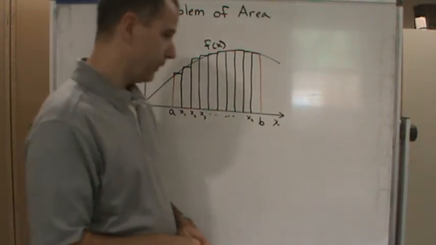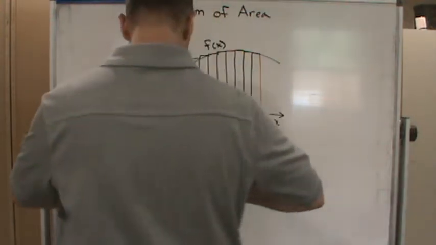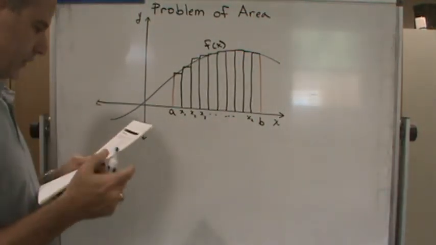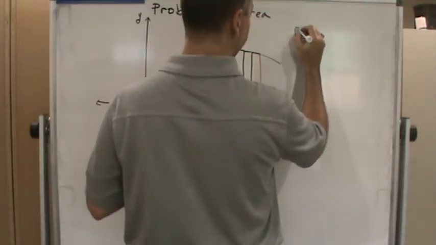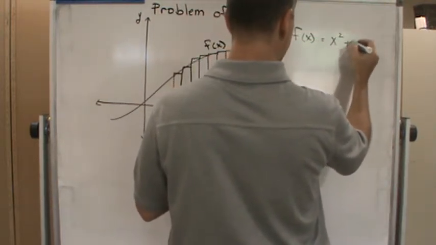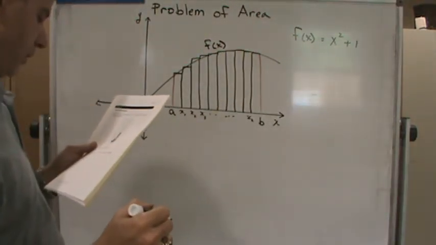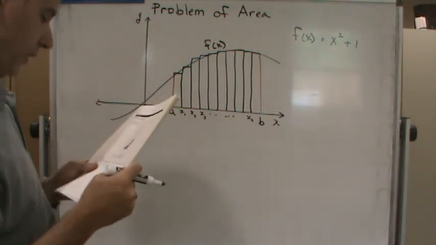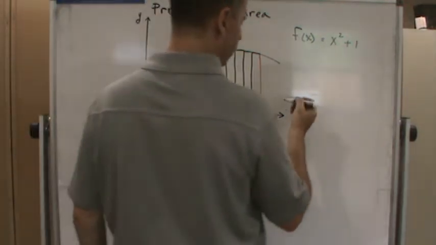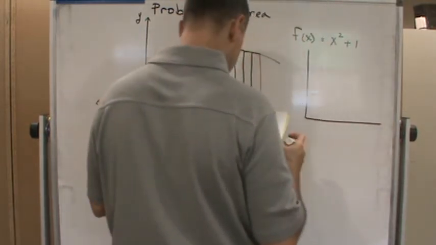So now, what if we had something like this function, f of x equals x squared plus 1, and we want to approximate it using 3 rectangles? The way we're going to do it is we're just going to use units. So let's say we have this.